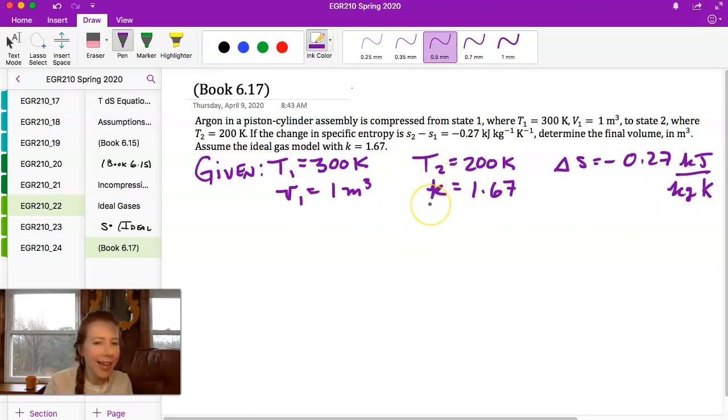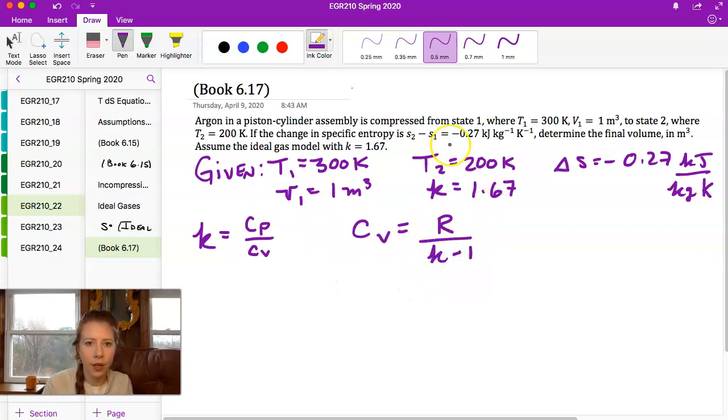See if you can remember what k is. Take a moment, try to remember. All right, well, k is the ratio of Cp over Cv. And that's from equation 3.46 in your book. And so if you recall, Cv is defined as R divided by k minus 1. And we're tasked with finding V2.